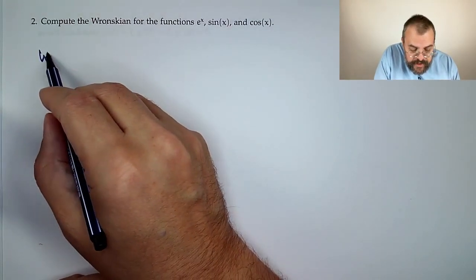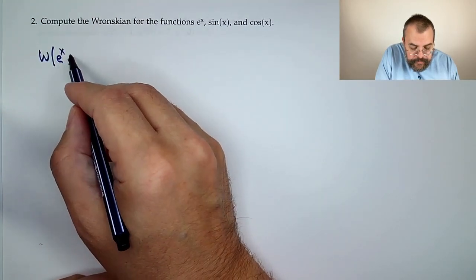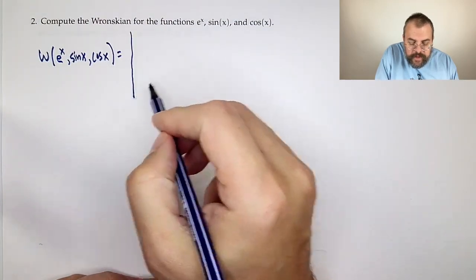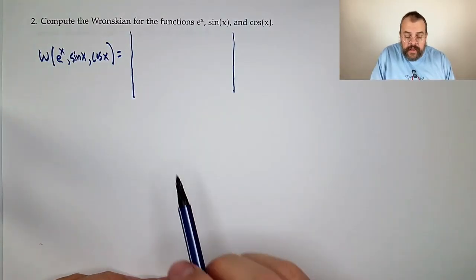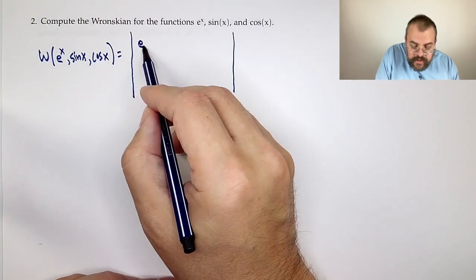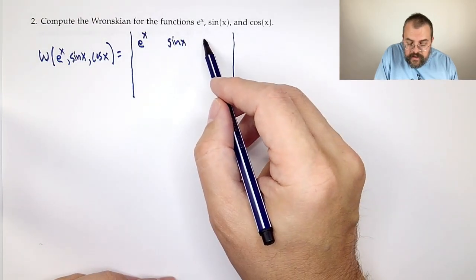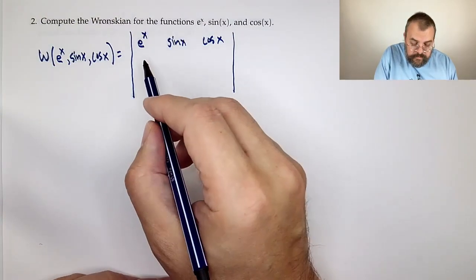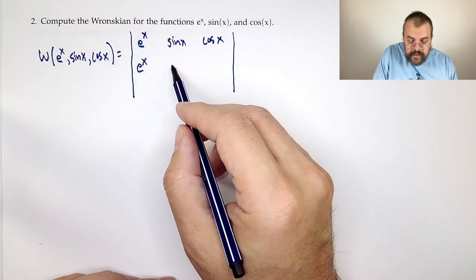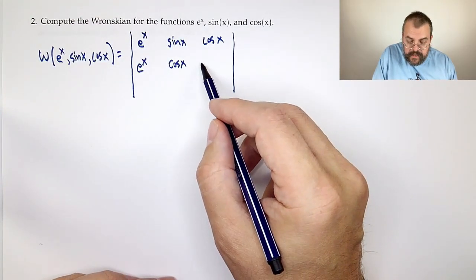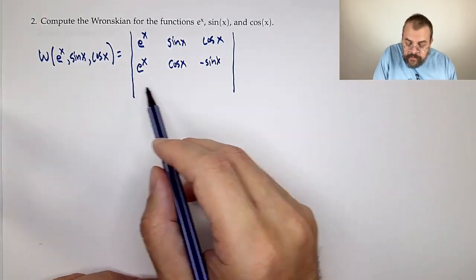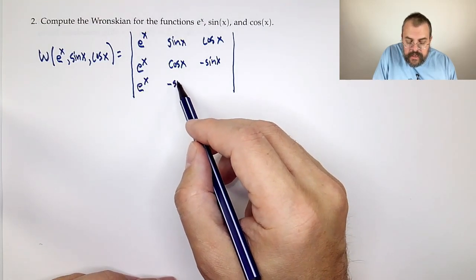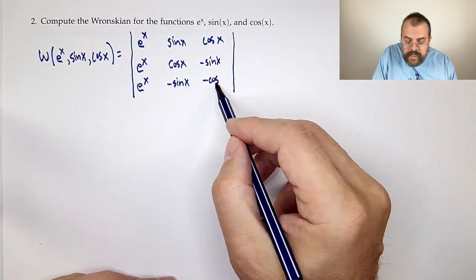So we take our 3 functions, e to the x, sine of x, cosine of x, and we make a nice little matrix, and we're going to take the determinant of this matrix. The first row are the 3 functions, e to the x, sine of x, cosine of x. For the next row, take derivatives. Derivative of e to the x, e to the x. Derivative of sine, cosine. Derivative of cosine, negative sine. All right, now for the next row, take the derivative of the row above it. Derivative of e to the x is e to the x. Derivative of cosine, negative sine. Derivative of negative sine, negative cosine.